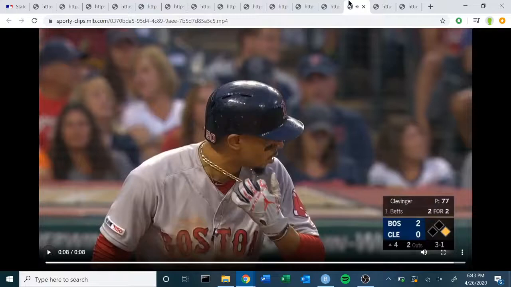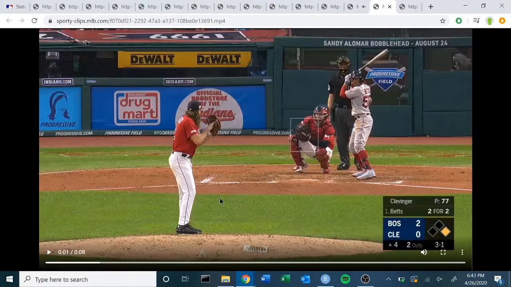So here, when it is 3-1, if I'm Clevenger, I'm probably not going to throw a 4th slider in a row when the first 3 were pretty awful. So if I was Mookie Betts, I'd really be expecting a fastball here. Probably up or out.